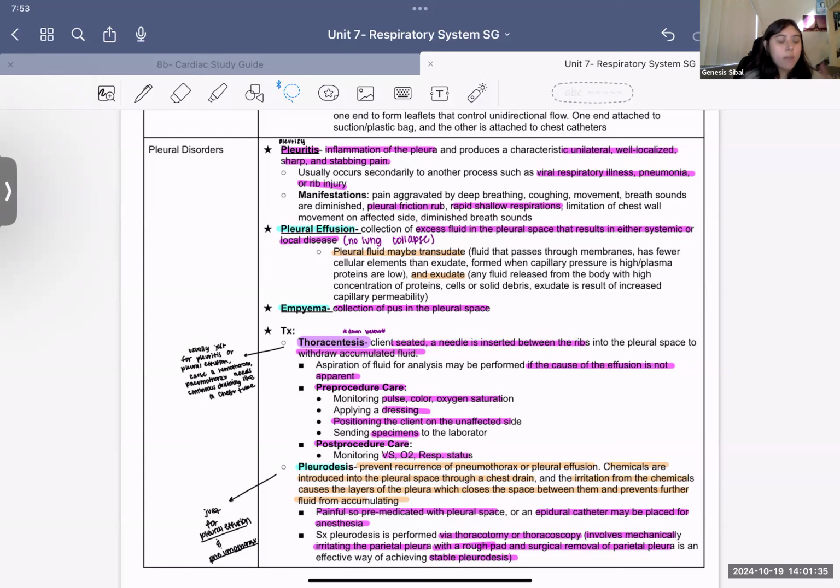And whenever you're having those itis, that's inflammation. It's usually associated with some type of infection. So pneumonia, again, infection, or like a rib injury as well, because that's going to cause inflammation of the pleural space because that's in that region.